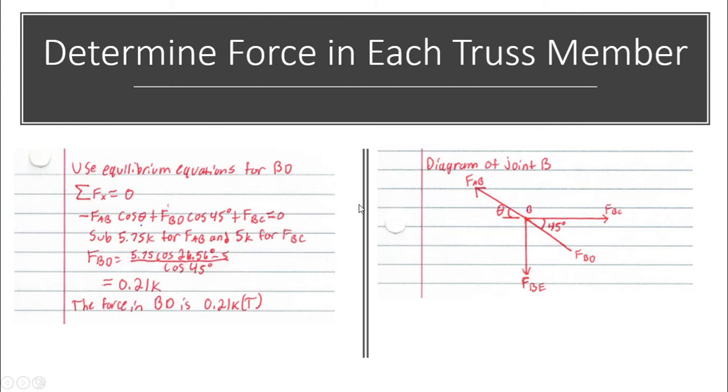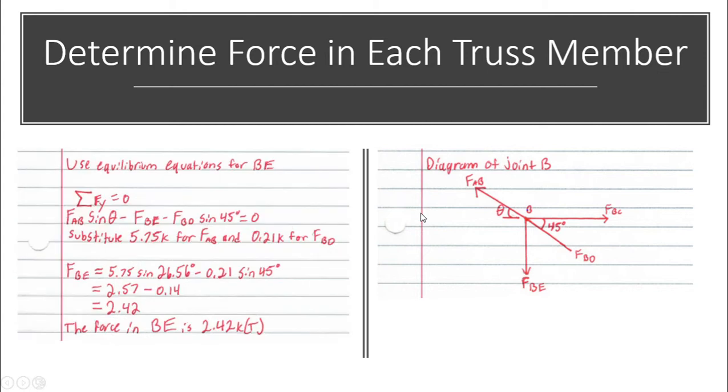So we take the x equilibrium equation, we take the 5.75 kilos that we found for AB at the start of the problem, and the 5 kilos we found for BC in the last joint, and we find that BD has another x factor, and that is 0.21 kilos in tension here.